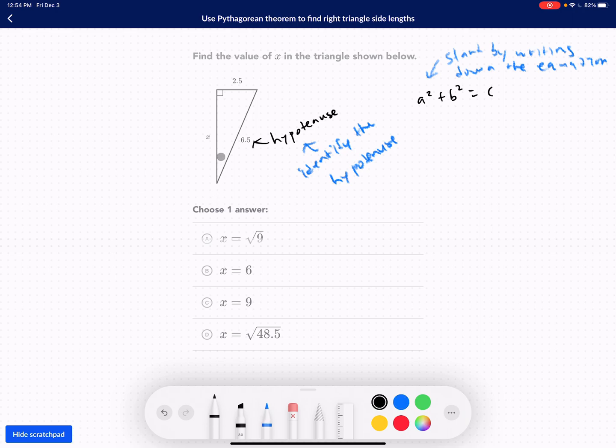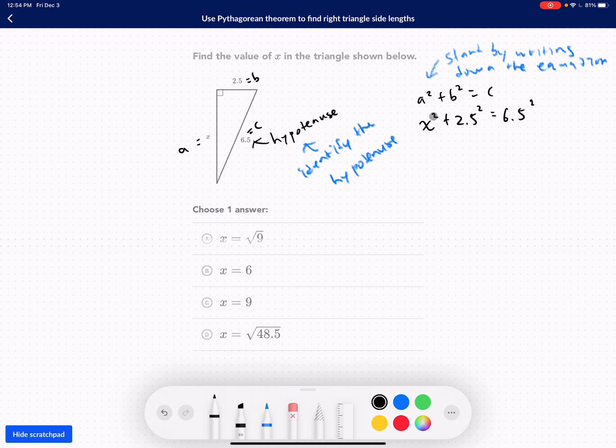So as you can see, this is my hypotenuse, which is my C, and that's my A, and that's my B. This could be my B, and that could be my A. That doesn't matter really, because we're going to be adding, so it doesn't matter which one's which. So I'm going to plug in X for A, X squared, plus B, which is 2.5, 2.5 squared is equal to C squared, which is 6.5 squared.